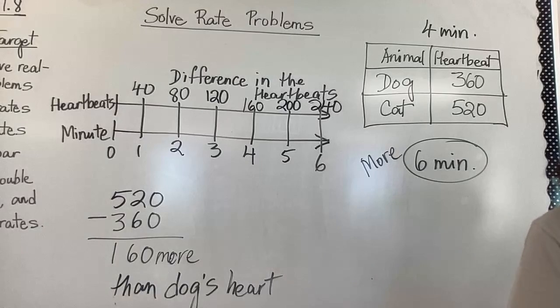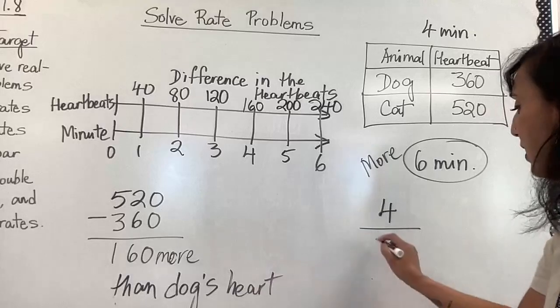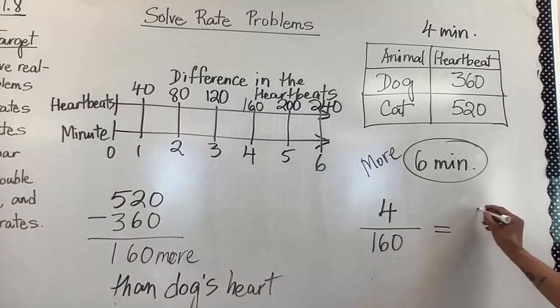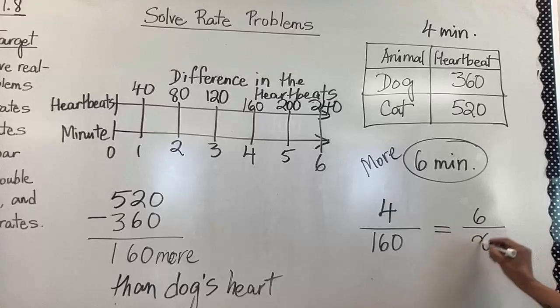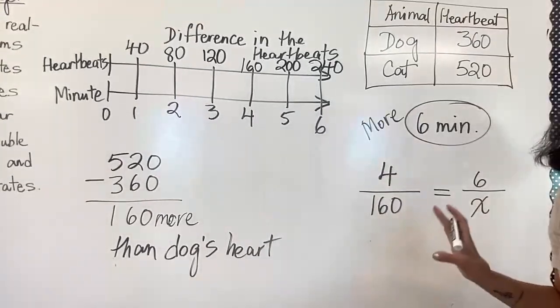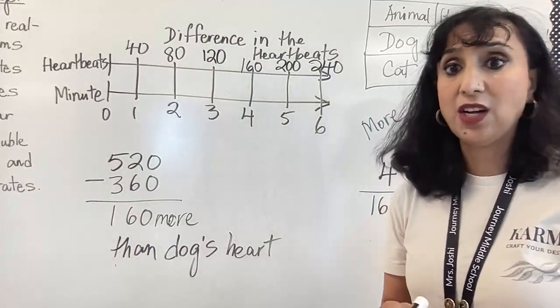Okay, I can also solve with equivalent ratios. All right, and I can say that the difference was, in 4 minutes, I had 160. That is a difference. So in 6 minutes, how much would this be? So I can write it like this. Now I would always suggest that if you can see that a ratio can be simplified, you really want to do that first. It makes it a lot simpler.